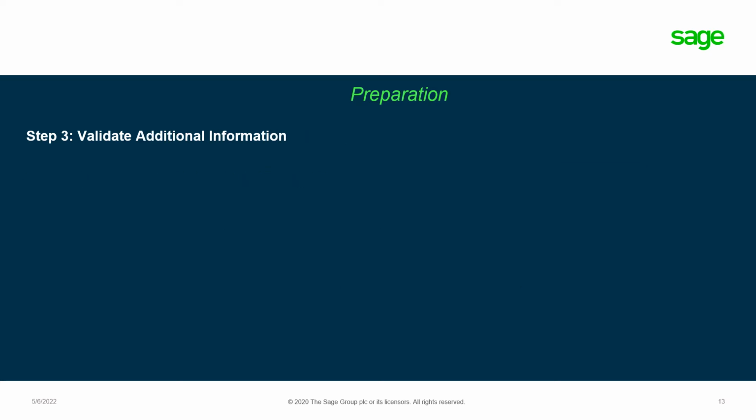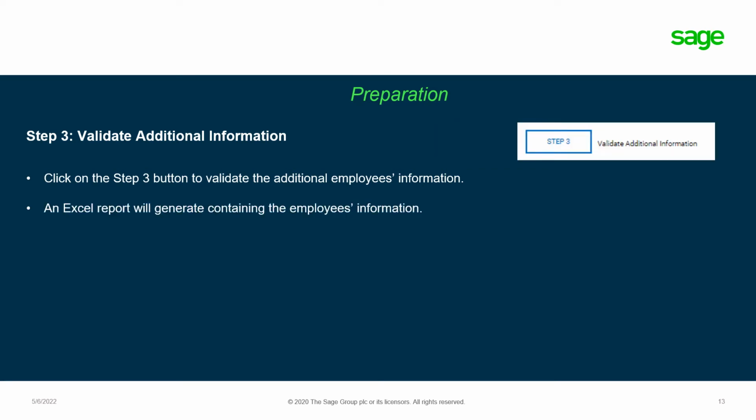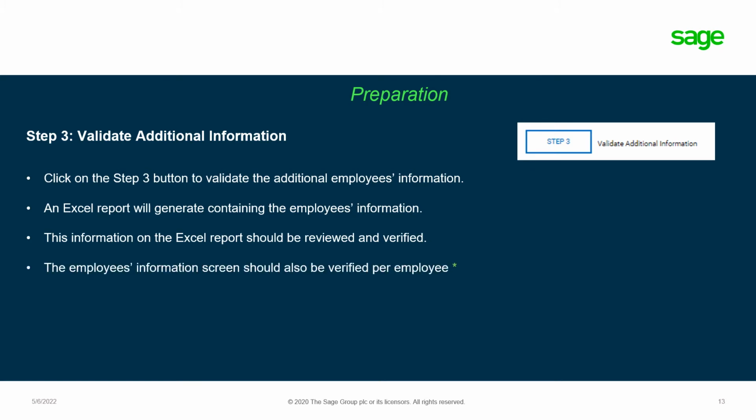Step 3. Validate additional information. Click on the Step 3 button to validate the additional employee's information. An extra report will generate containing the employee's information. This information on the extra report should be reviewed and verified. The employee information screen should also be verified per employee. If the validation report indicated that there is information outstanding, this report will be valuable to confirm if the information is outstanding or incorrect.